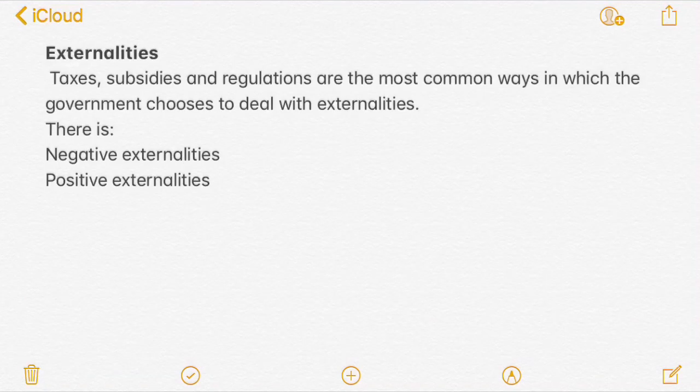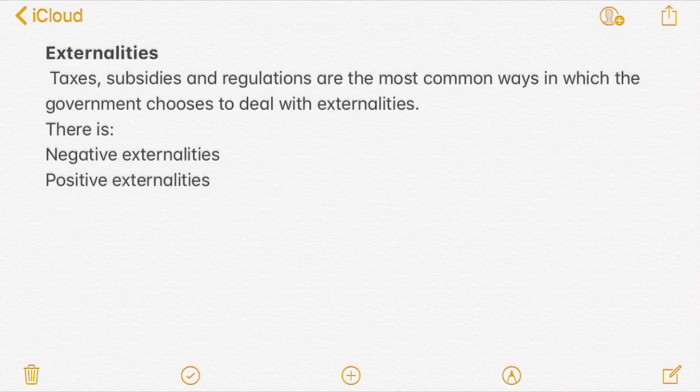We are now going to look at externalities, which it says there. Taxes, subsidies, and regulations are the most common ways in which the government chooses to deal with externalities. You guys need to know that there are negative and positive externalities. Just have to know the meanings and definitions in your own words.